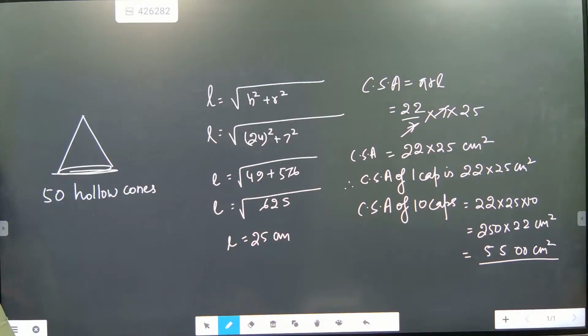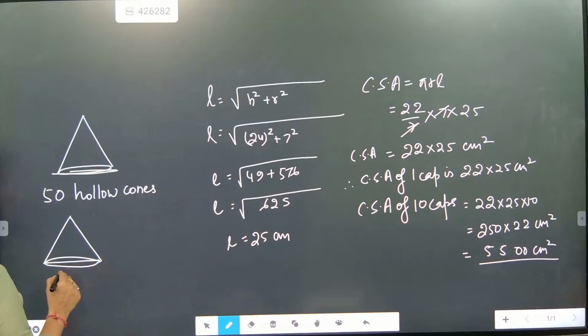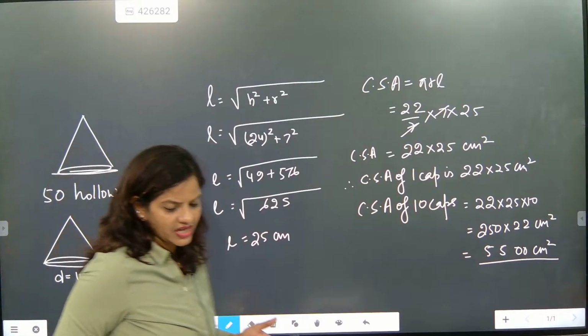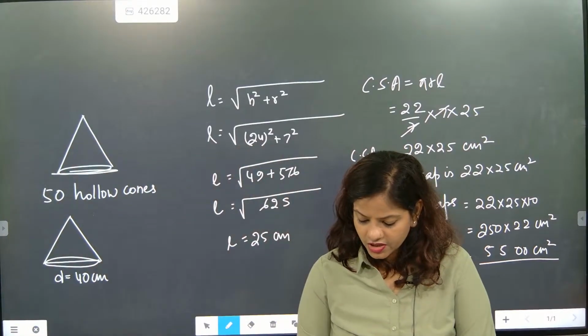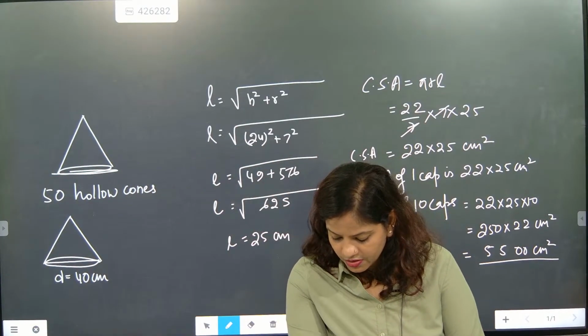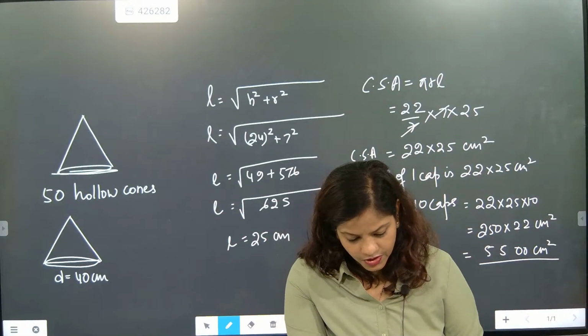They are made of recycled cardboard. Each cone has a base diameter of 40 centimeter. The height part of the question is not visible. Can you send me the question? Question number 8, because one part of the question is cut.